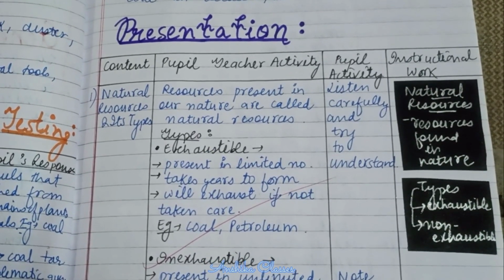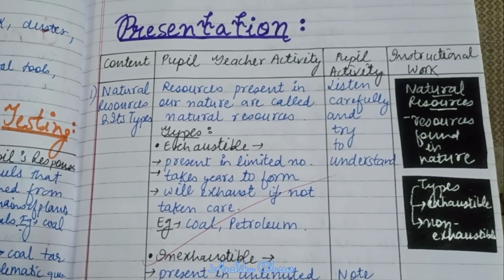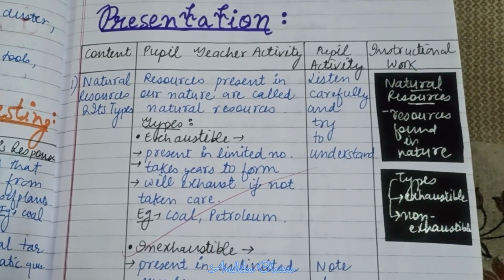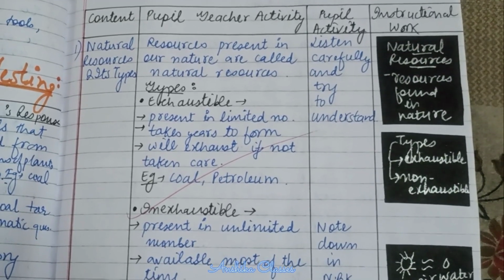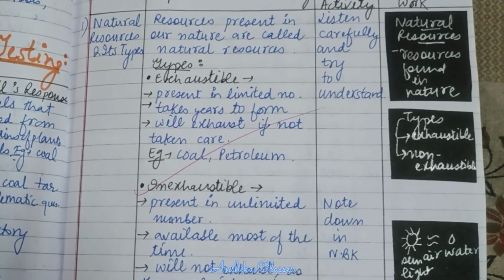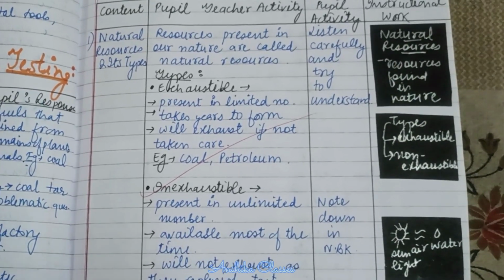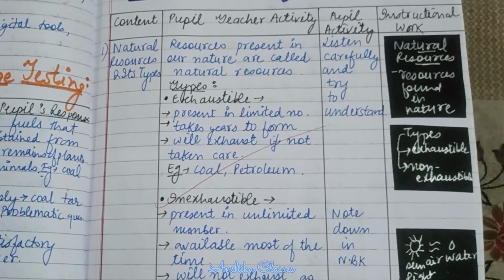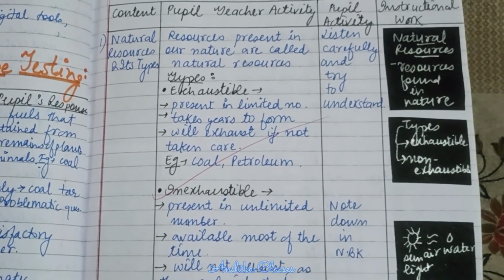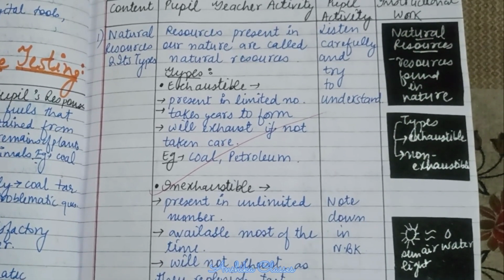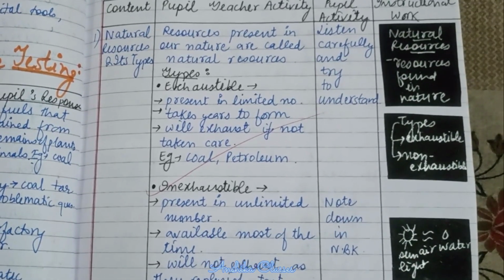Presentation. Similarly, we have to write the content, the pupil-teacher activity, the pupil activity, and the instructional work or the blackboard work. Natural resources: these are the resources which are present in nature, and they are of two types, exhaustible and inexhaustible. Exhaustible are present in limited number and take years to form and therefore will exhaust if not taken care of. Example: coal and petroleum. Inexhaustible are present in unlimited number, available most of the time, and will not exhaust as they replenish fast. Example: sunlight, air, etc.